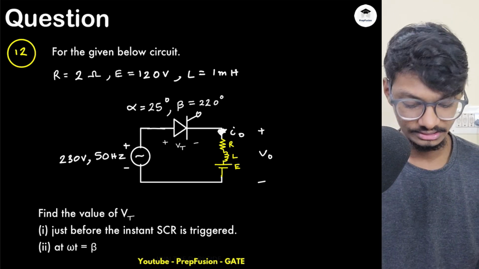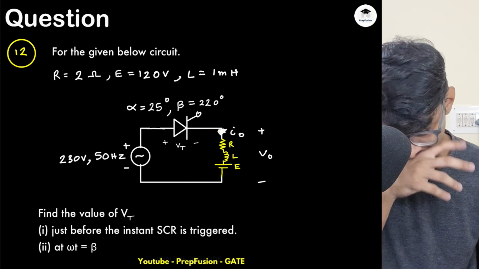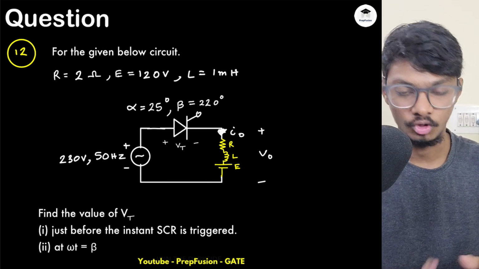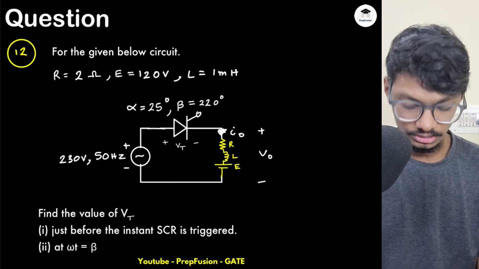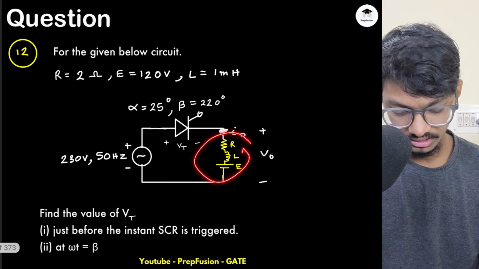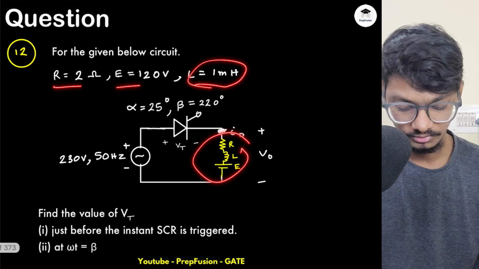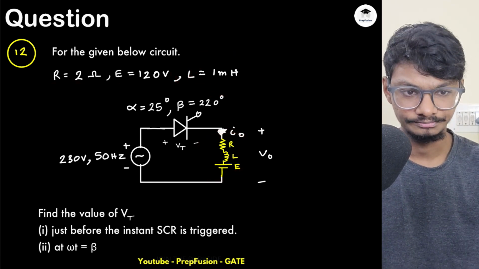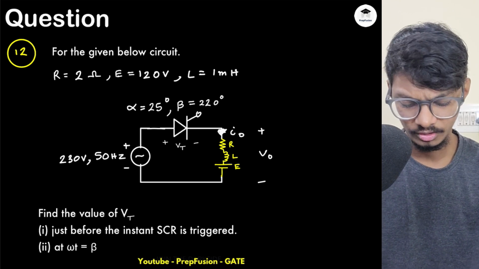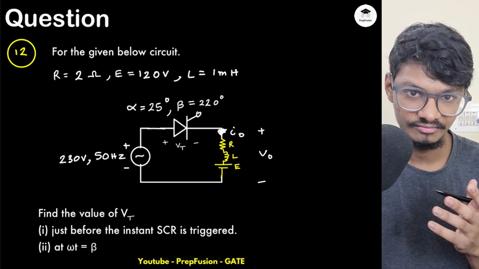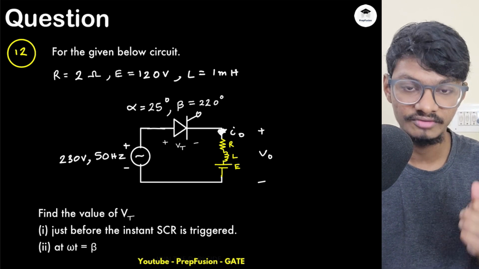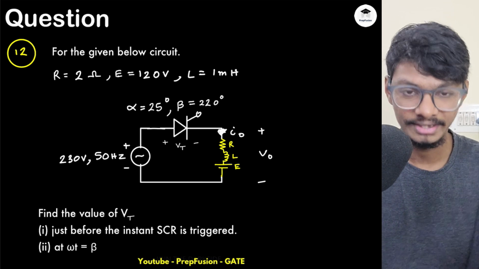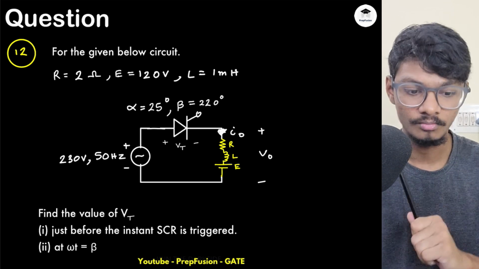Okay, so this is a simple RLE load, and we have an inductor here. Whatever we have learned, all that knowledge will apply for solving this question. First of all, here we have a simple RLE load, and values of R, E and L are given. Although the value of L is irrelevant, we don't need to check it, because generally L will be very, very high and the time constant of the circuit will be very, very low with respect to the time period. If you didn't understand what I mean by this, obviously you have to watch transients from PrepFusion.